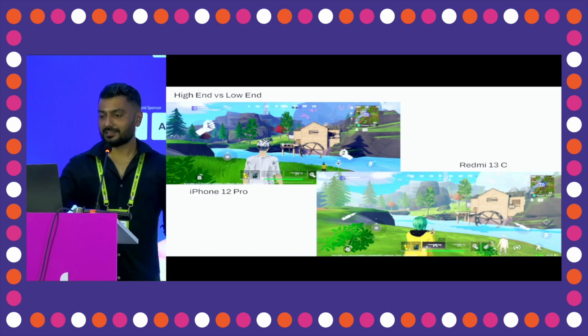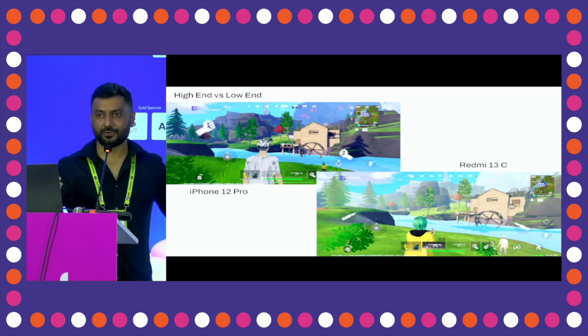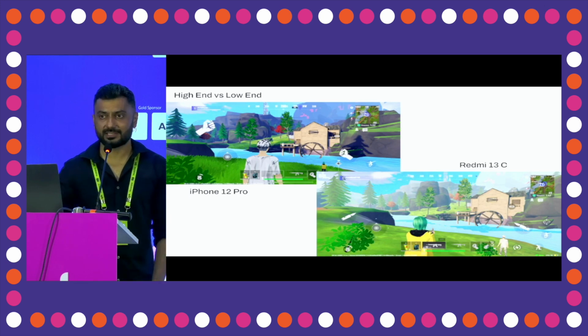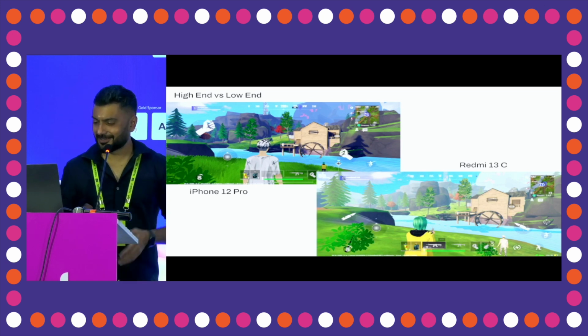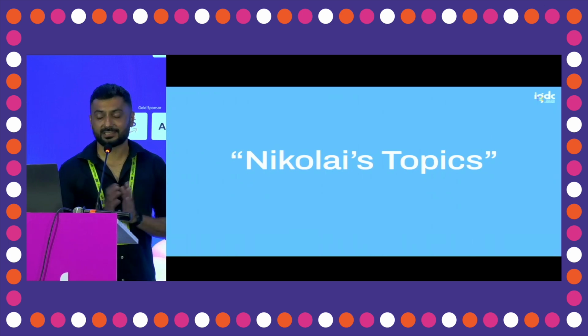Last slide, this is our game. On the top is an iPhone 12, a high-end device, and on the bottom is a Redmi 13C, which is a 10,000 rupee phone. A lot of features are disabled, but I think this is not too bad. So make sure you have the ability to turn off a lot of features. With this, that's it from my side.